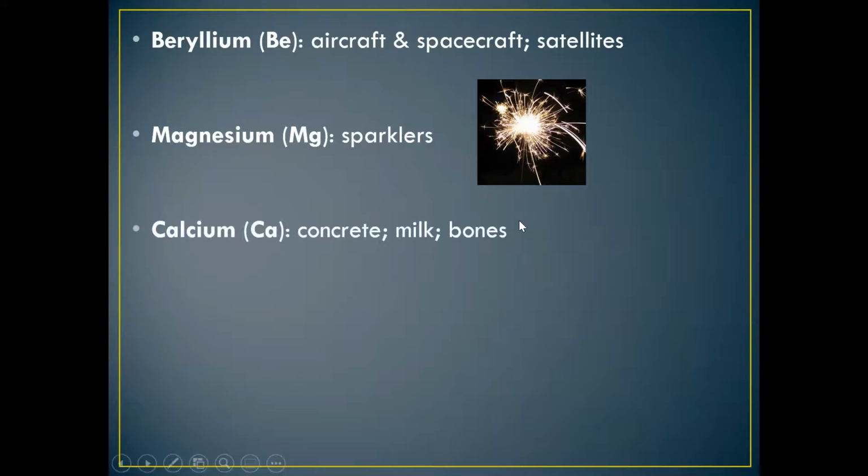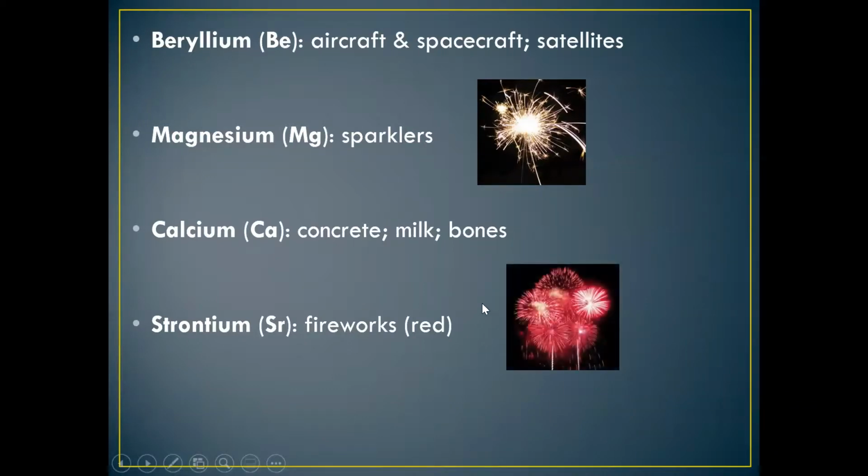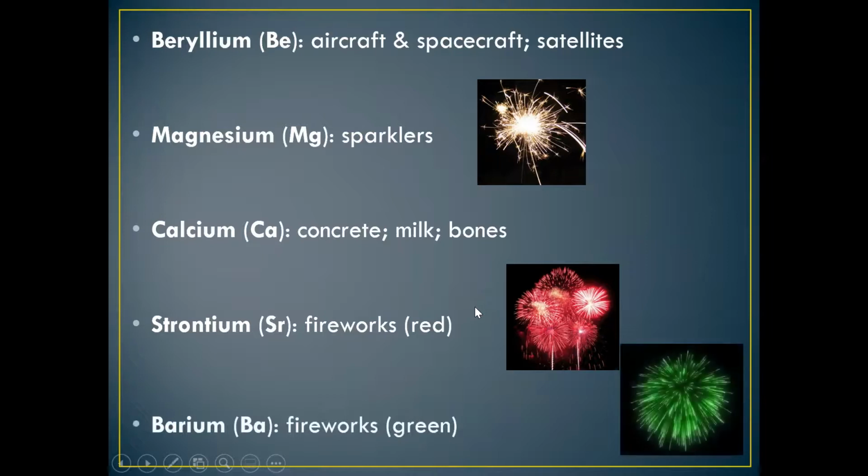Calcium, you should know about calcium. It's in milk, your bones need it. It's found in concrete, very strong. Seashells are made out of calcium. Strontium is found in red fireworks. It gives the red color when it burns. And barium is found in green fireworks. It gives the green color. So that is the alkaline earth metals, group 2.